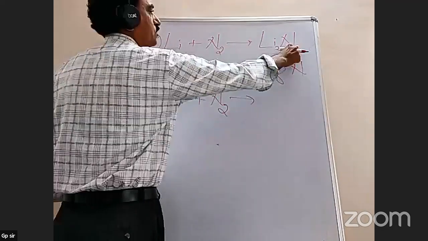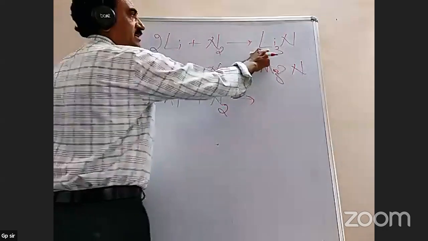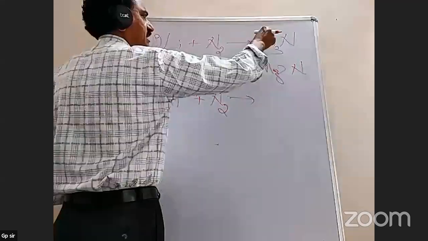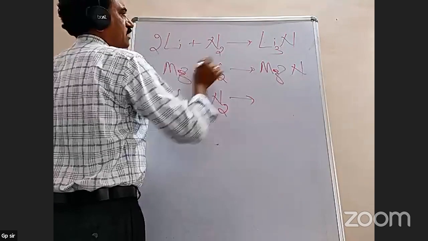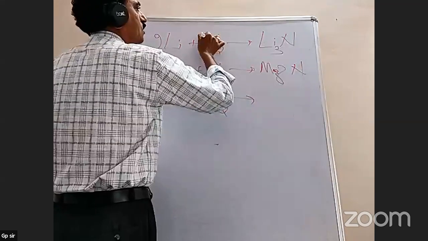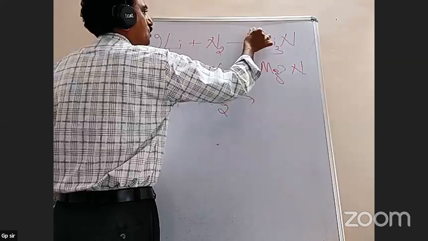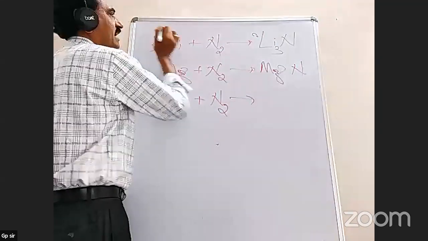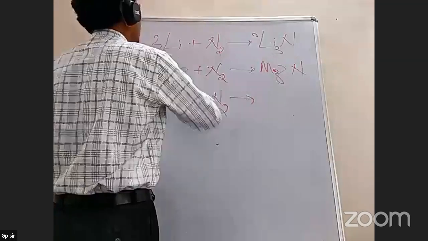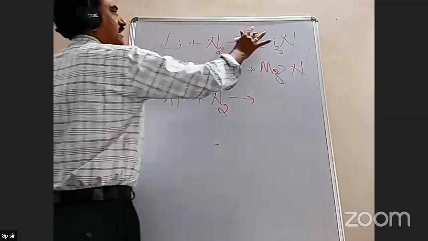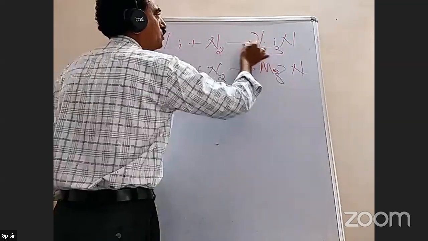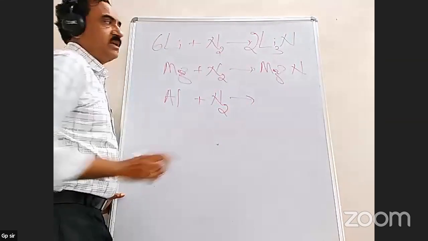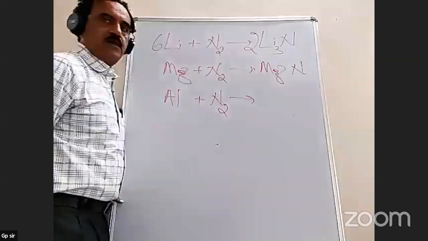Li3N, because nitrogen has valency 3 and lithium 1. Here it is minus 3 and it is plus 1. And in order to balance, I take 6 Li, because nitrogen has to be doubled: 2 Li3N. Lithium nitride has this formula.